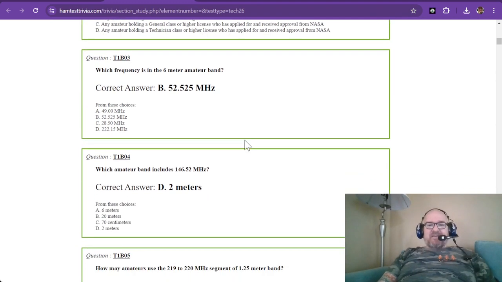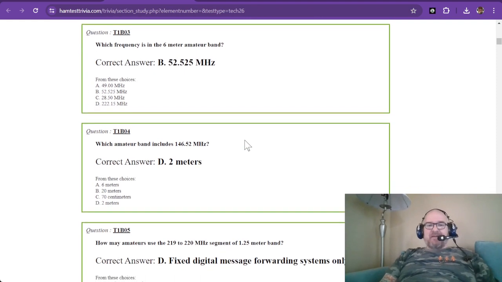Which frequency is in the 6-meter amateur band? Now, for 6 meters, you do need to know that 6 meters ranges from 50 megahertz all the way up to 54 megahertz. It has a huge space, and technicians are allowed access in the whole thing. Which frequency is it? I just said it's between 50 and 54, and your only choice is 52.525. That falls between 50 and 54.